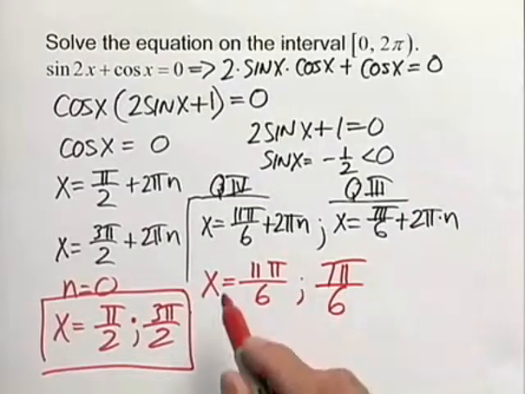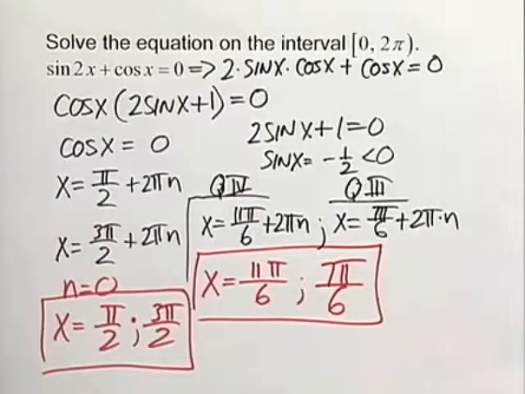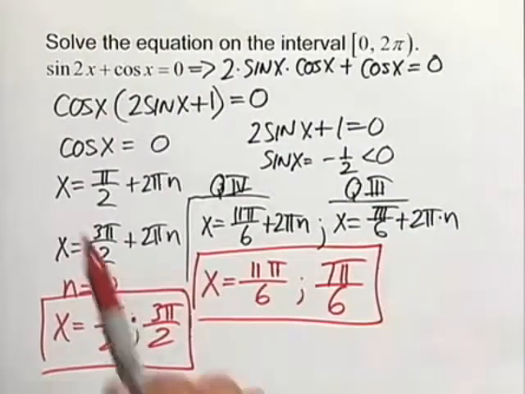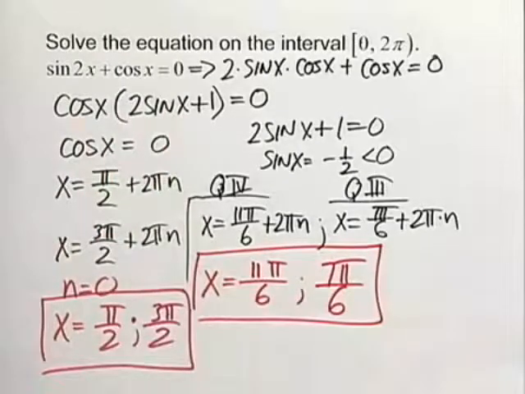So we've done it. Now we have our 4 solutions for this equation that lie between 0 and 2 pi radians, and now we're finished. The sine of 2x plus the cosine of x equaling 0 has the 4 solutions you see in red.